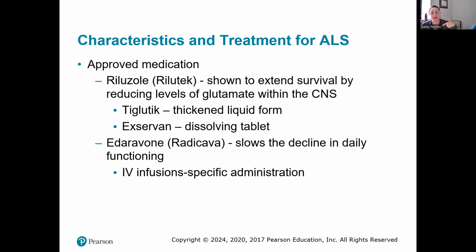The other one is the edaravone. This one slows the decline in daily functioning. So my decline of daily functioning, so my ability to do ADLs, this helps slow that, okay? So if I can do more ADLs on my own. It has very specific IV instructions that are in your drug cabinet. So they do like a 14-day straight and then 2 weeks off. And then after that first 14 days, they do a 10-day and 2 weeks off and they just keep it going.